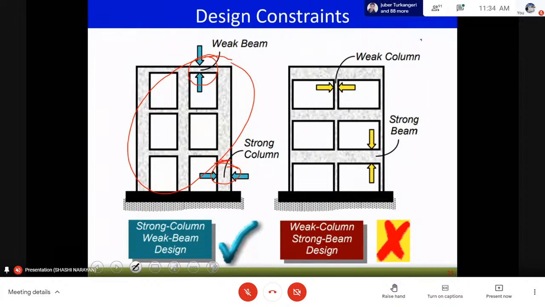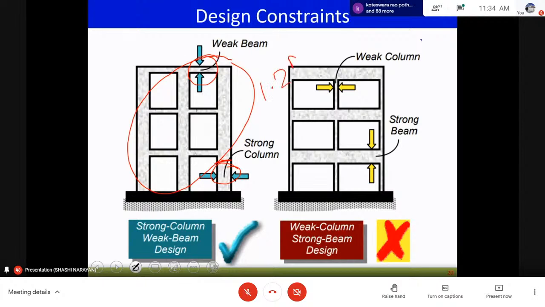So generally, if we talk of the moment carrying capacity, it is taken as more than 1.2 times that of the beams. That is, the moment carrying capacity of the column is larger than 1.2 times that of the adjoining beams. So this column has to be 1.2 times of this beam plus 1.2 times of the other beam. So it is like 2.4 times that of the beam.